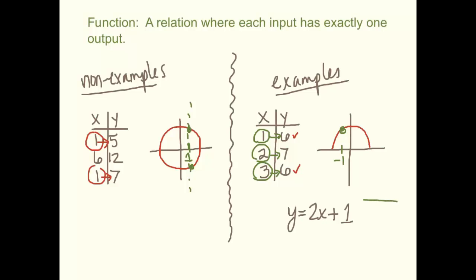I need to verify that any input is only yielding one output. So if I choose an input, say 3, I should only be able to get one output, say 7. If I choose any other input, I don't know, 20, I should only be able to get one output, say 41. If I can verify that this is true for any input, I can say this is a function.